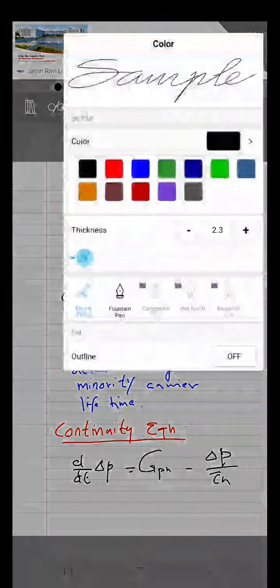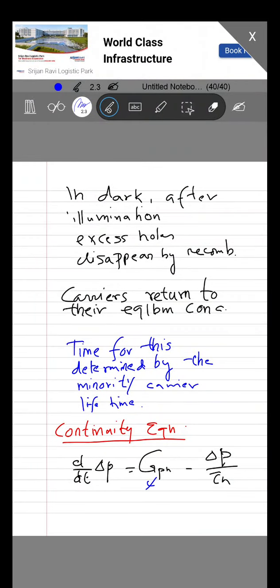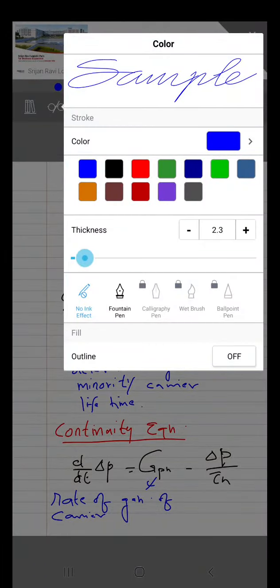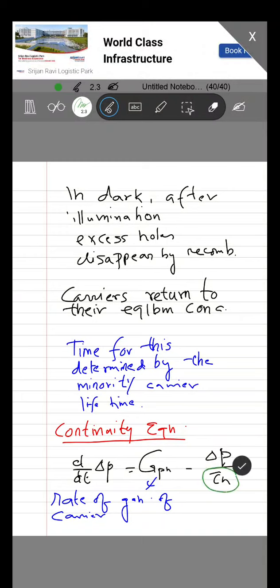where this GPH is the rate of generation of carriers, and tau H is the minority, that is the hole carrier lifetime, minority, which in this case is hole lifetime. So this is the continuity equation.